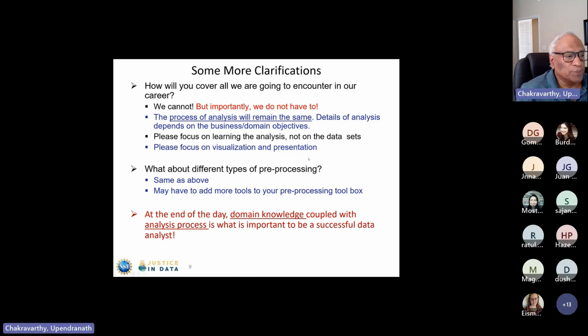What about different types of pre-processing? Same as above, you may have to add more tools to your pre-processing toolbox. At the end of the day, domain knowledge coupled with analysis process is what is important to be a successful data analyst. When I say data analyst, it can be from any domain. It shouldn't really matter at all. The reason that you need domain knowledge is that you have to be able to understand the data and what you're expecting, or if you get something through the analysis which is counterintuitive, are you able to evaluate it?